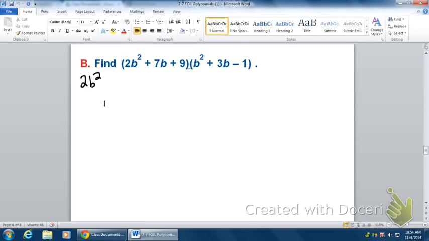Okay, so I'm going to go ahead and distribute this 2b squared to each one of that second one. So I got a b squared.